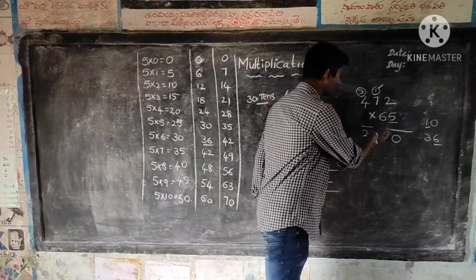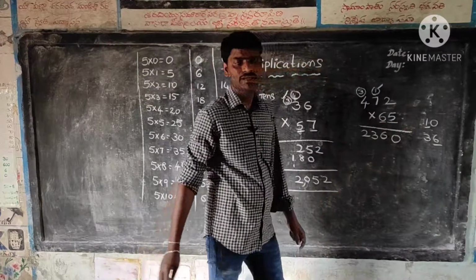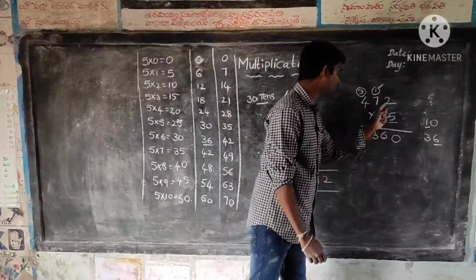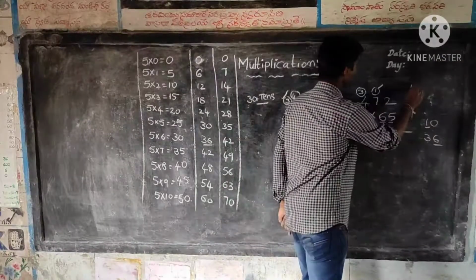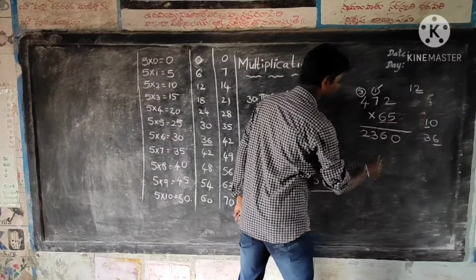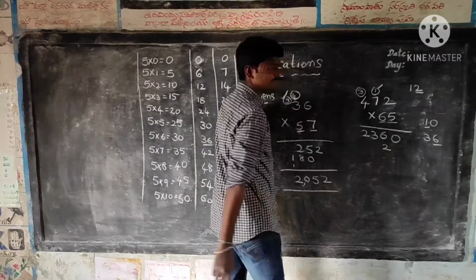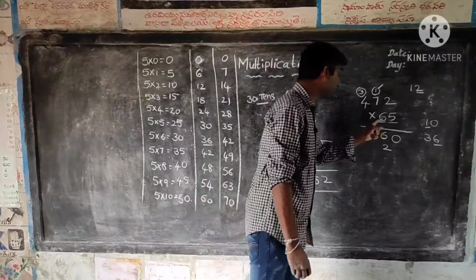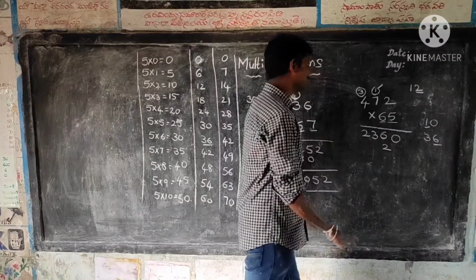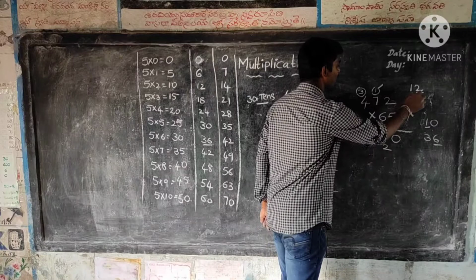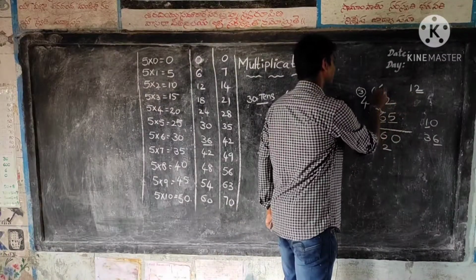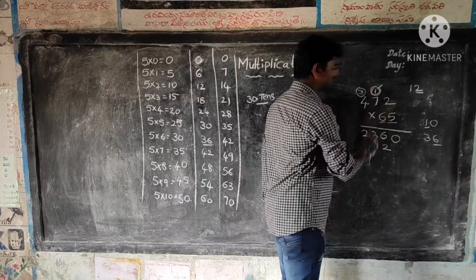Then after that you multiply the same number with the 6. 6 2s are 12. You have to write this 2 under the tens place digit. Why? Because 6 is in the tens place. So that's why, 6 2s are 12, I am writing 2 under the tens place digit and I am giving carry to the next number.